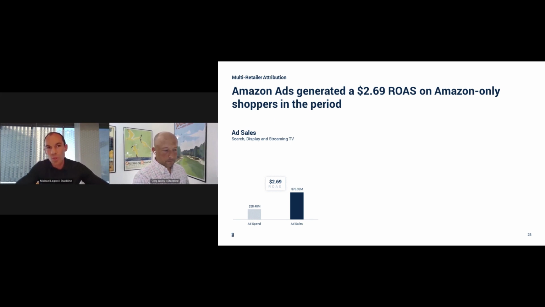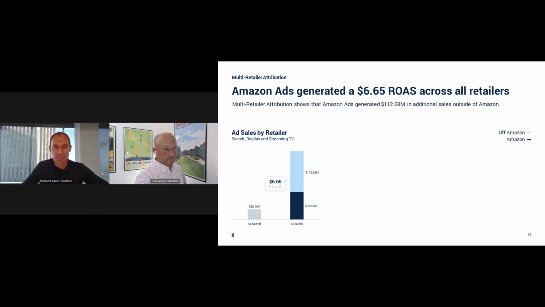Great. So this case study, we'll kick it off. It was very similar to the first one, a different brand, different set of categories and departments here. But this client spent $28 million on Amazon advertising, and that generated $76 million in ad attributed sales on Amazon for just over a $2 ROAS. So very similar to what we saw with the first case study.